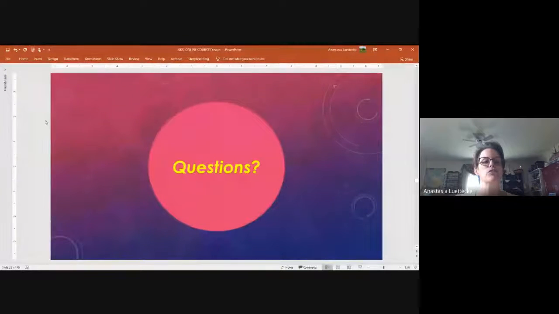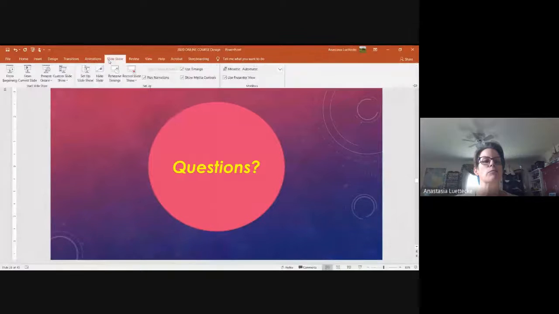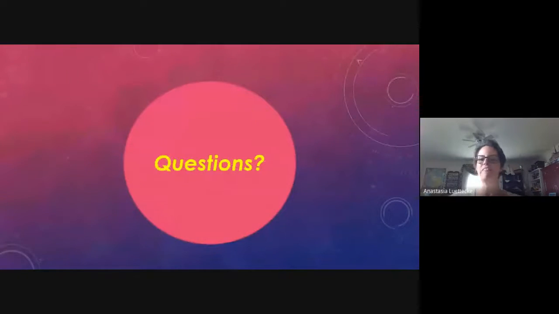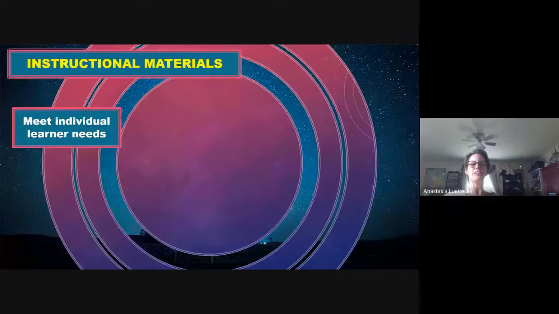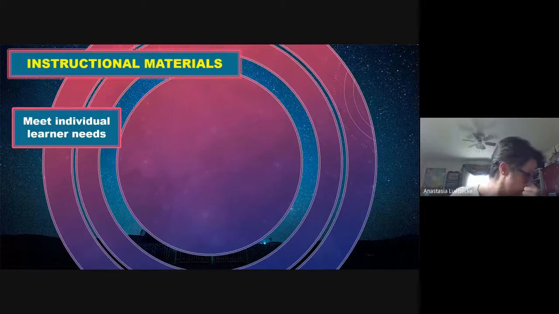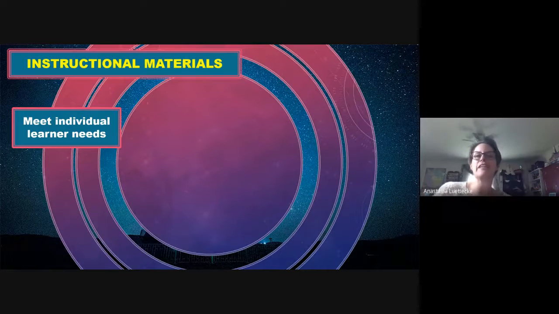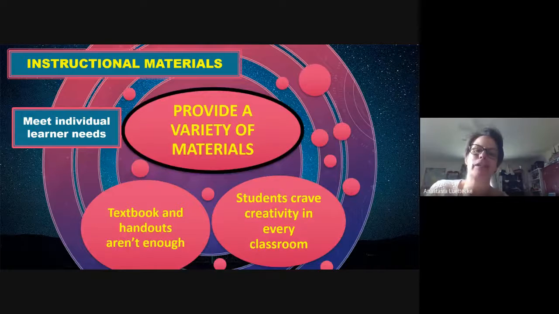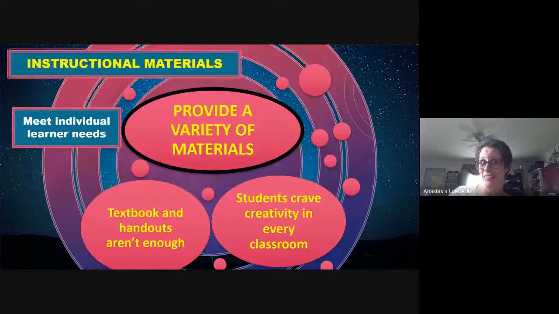Then I'll keep moving. I'm going to click the right one this time. Next, we look at the materials that you've selected in order to present to students the content that you have. These materials should all meet the individual needs of each learner. What that means is we need a variety here. Textbooks and handouts aren't going to be enough for students online.